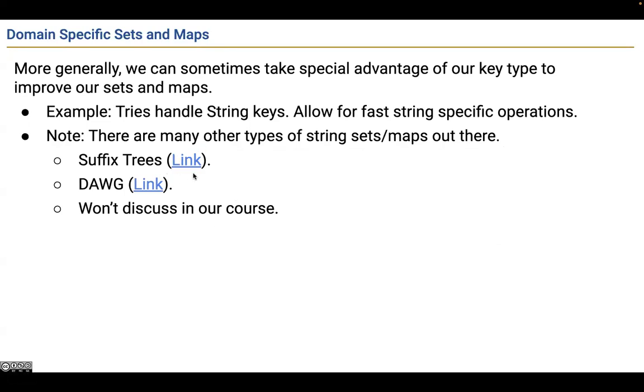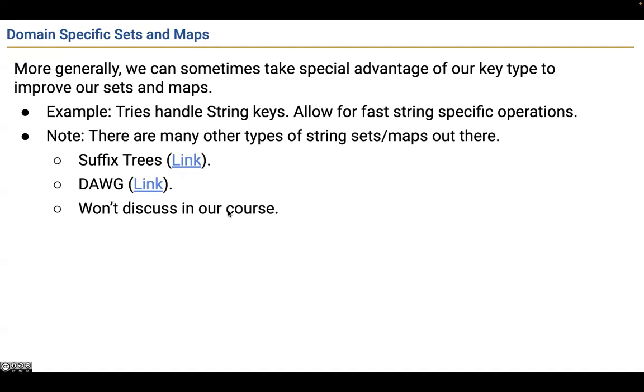Okay, and so although we won't talk about it, you can go look up other types of special purpose sets and maps. If you know that your data type is something special, like a string or a character or a number, well, there are some other data structures out there that are cool, like suffix trees or DAWG, which is directed acyclic word graph. I just wanted to say DAWG, but actually I'm not too familiar with what it is.